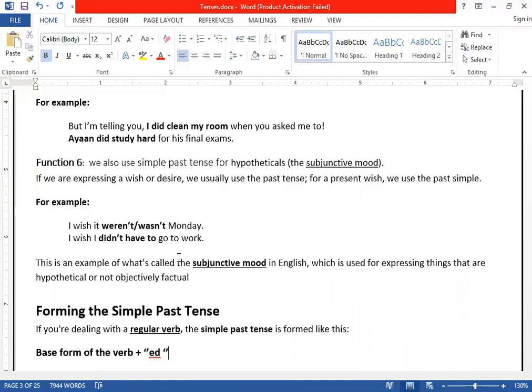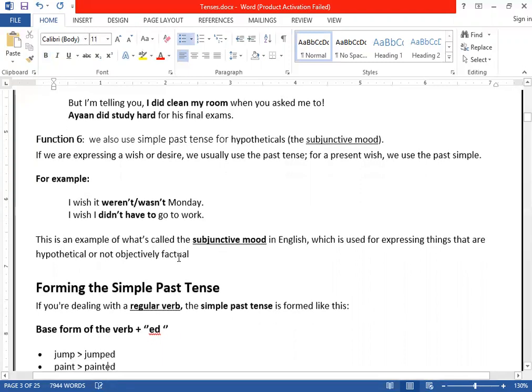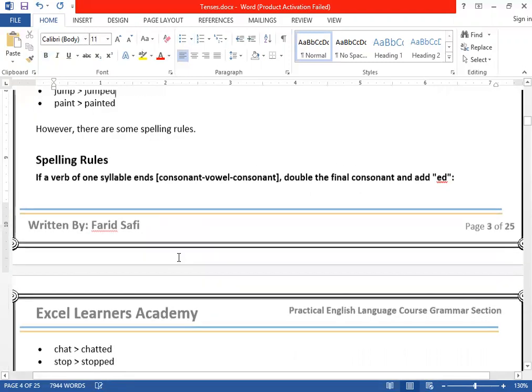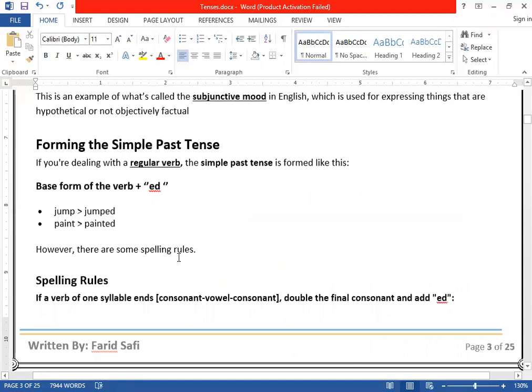You can say I wish I didn't have to go to work, but you wish that if I didn't, clear, go to work. No, hypothetical, the past is used. The second form of the verb joins, clear, forming the simple past tense.